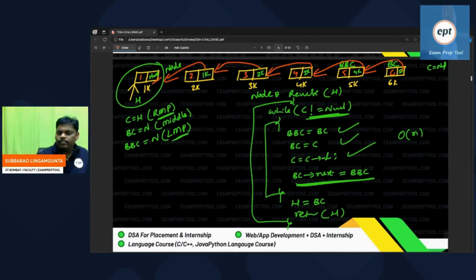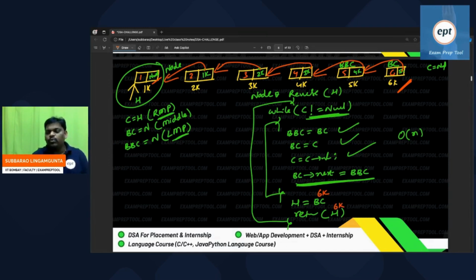So null. At the end, the starting node is, I think after reversing, first becomes last and last becomes first. Starting node is the last node, means this one. So return BC. I stored BC in the head node. BC is what? 6k. 6k I will store in the head. Head became 6k. Return head. Return 6k. Head always points to the first node. So this is the reverse.